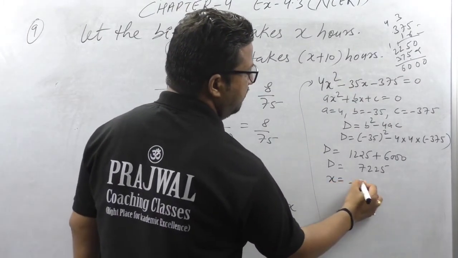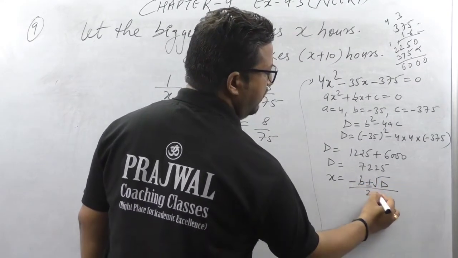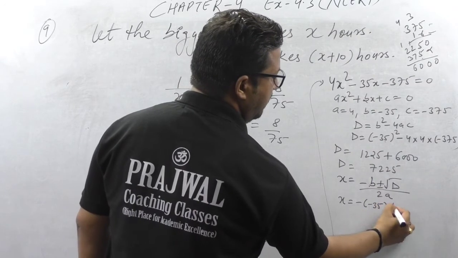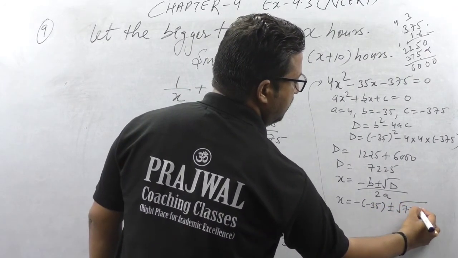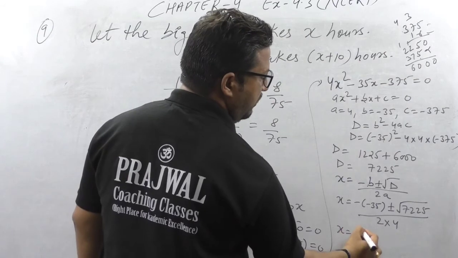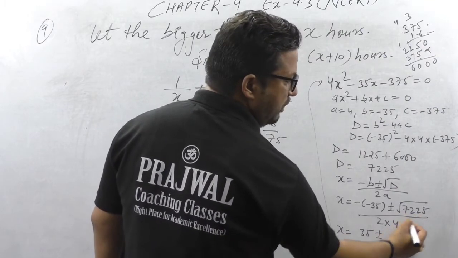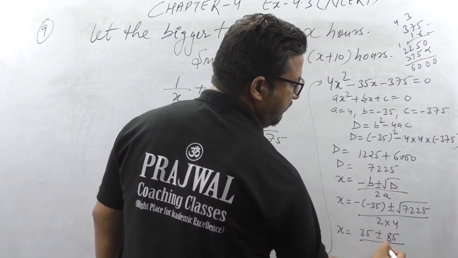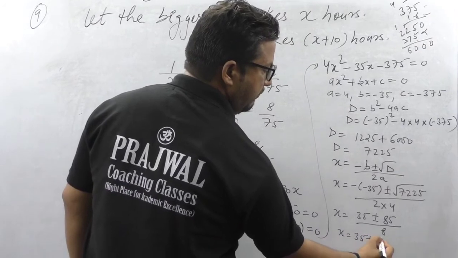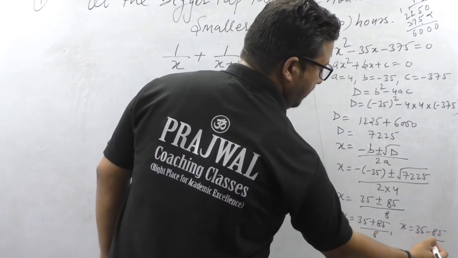Here we know the Sridharacharya formula is −b plus minus root D, whole upon 2a. Now for x, what is −b? −(−35), and plus minus root D, we get root 7225, and whole upon 2a, which is 2 into 4. So now you will notice it will be 35 plus minus the square root of 7225, which is 85, upon 8. Now 35 plus 85 upon 8, and 35 minus 85 upon 8.